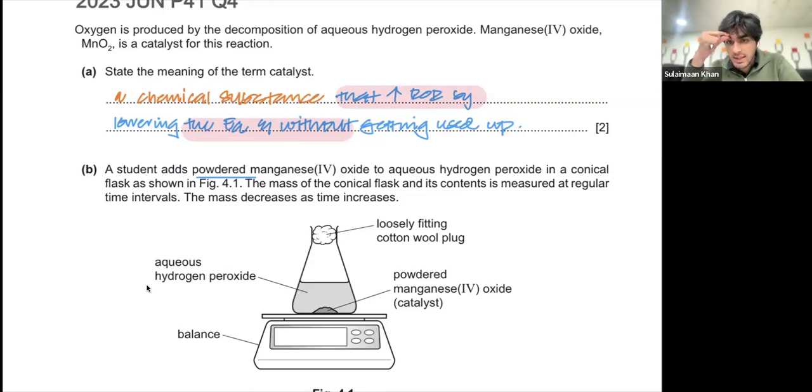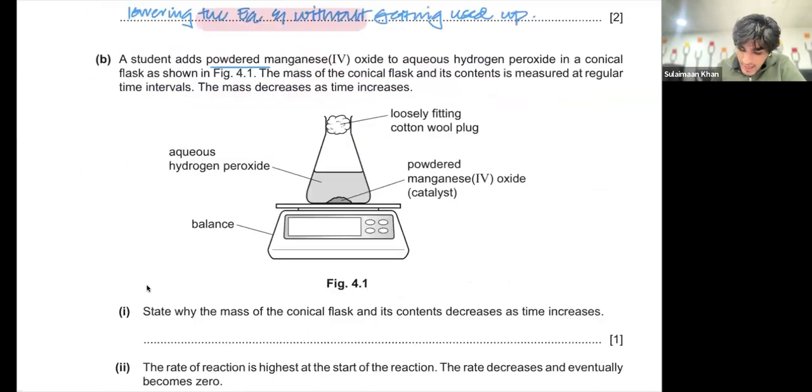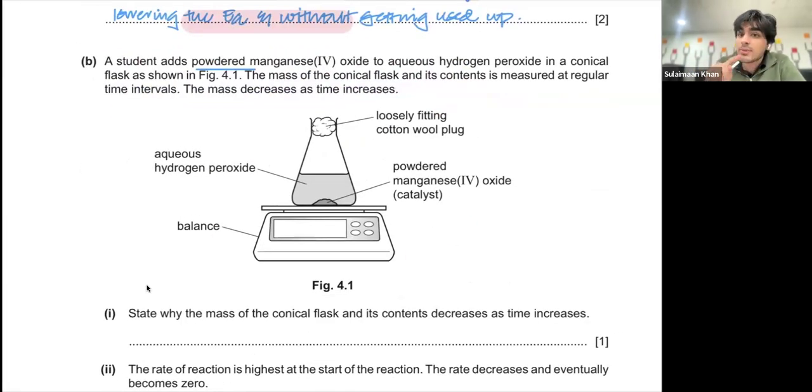Manganese oxide. He's adding it to hydrogen peroxide and measuring the mass. Remember this, I've done this experiment with you, but I did it with calcium carbonate and acid. That's why I had you do the experiments, so that when you see such questions in theory, although you're not required to know every experiment, you can figure out that we did an experiment like this. And look at this: a loosely fitting cotton wool plug. Why?